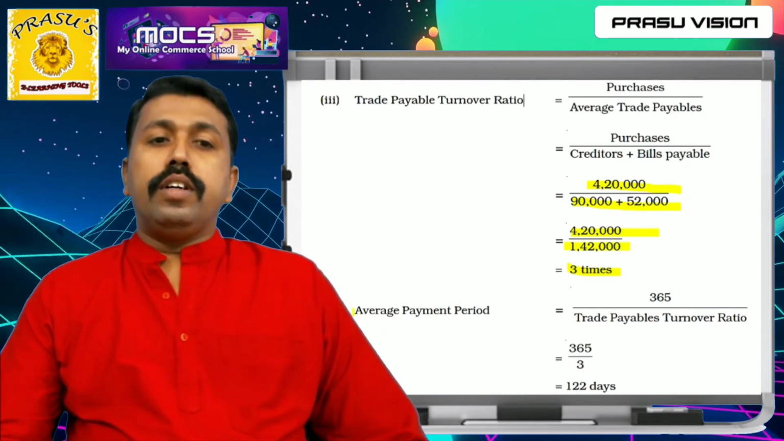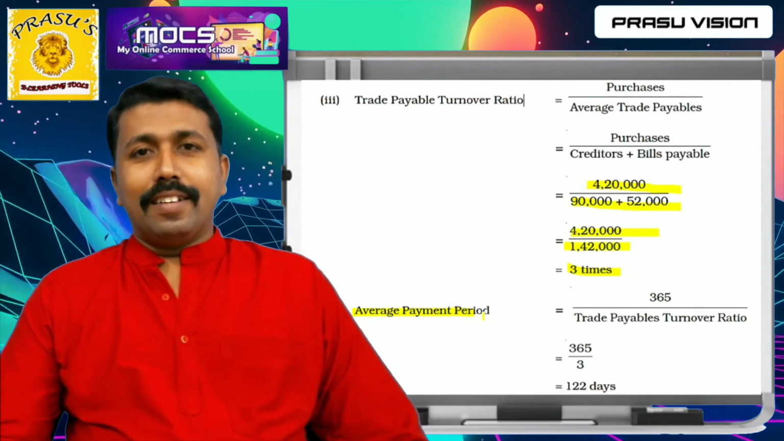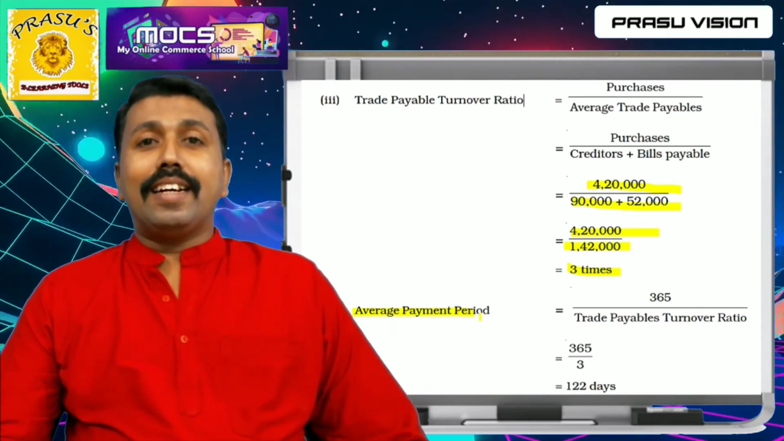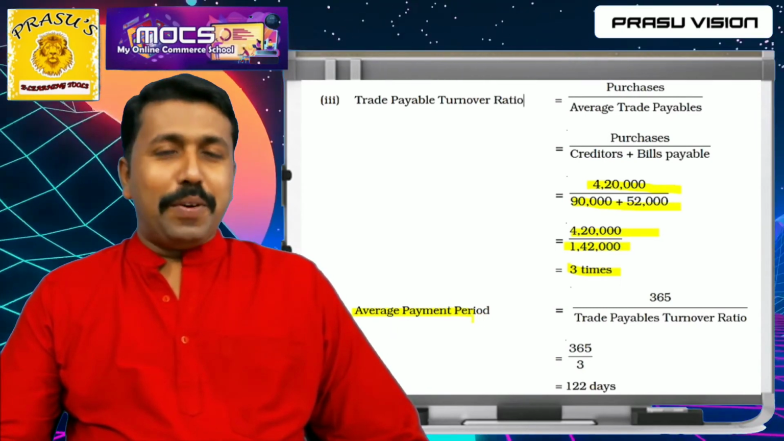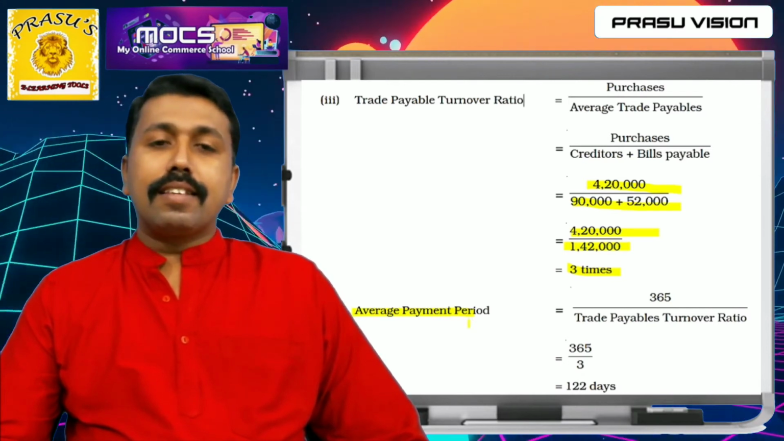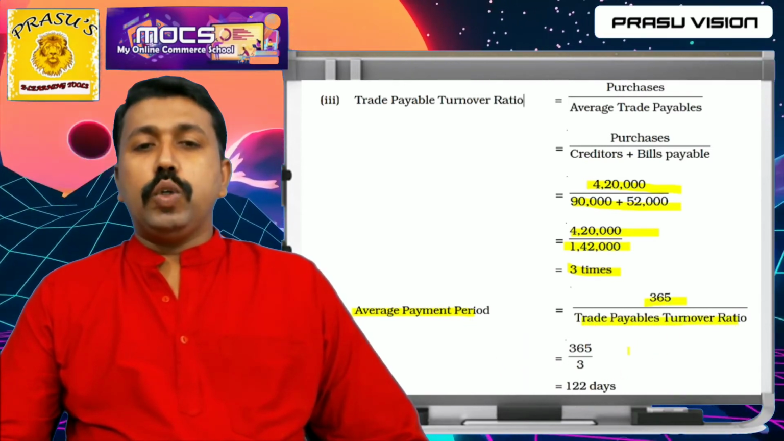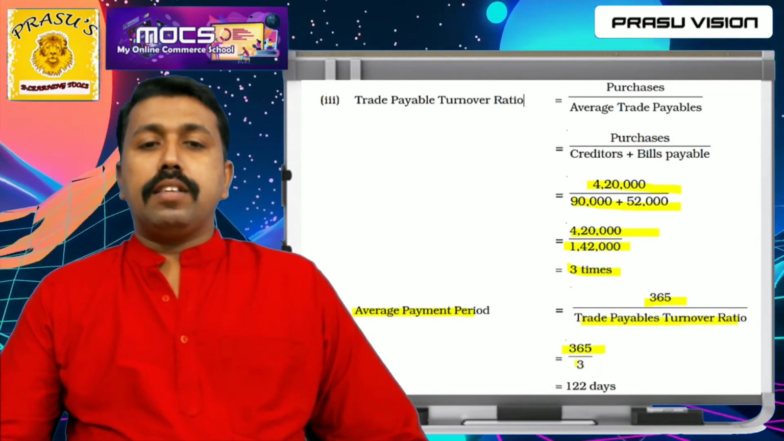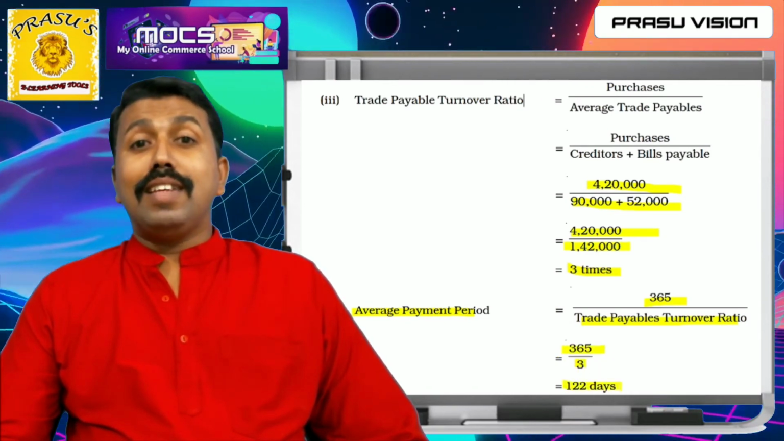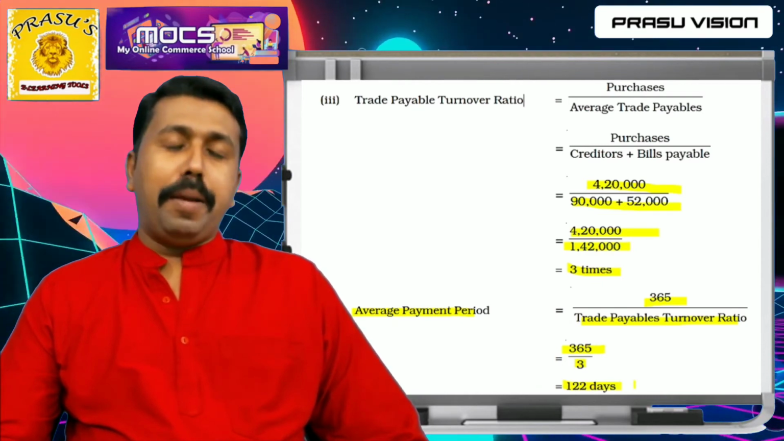And here also, average payment period means how many days will be taken to pay the amount of money to the creditors. So 365 divided by trade payable turnover ratio, 365 divided by 3, so 122 days needed to pay the amount of liability.